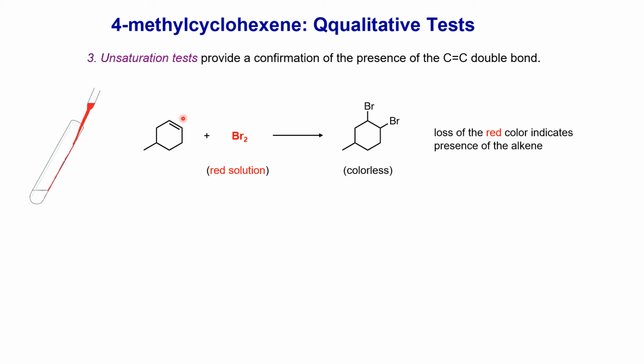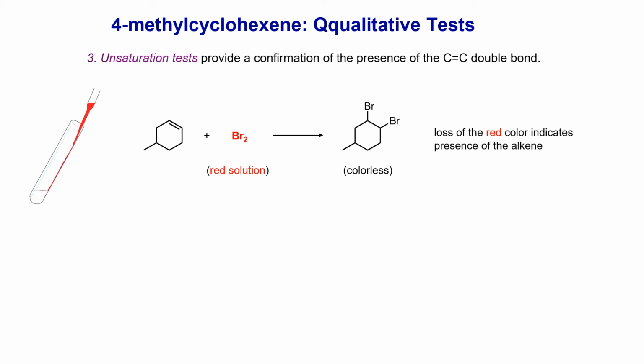So if you take 1 or 2 ml of 4-methylcyclohexene, put it into a test tube and add in a few drops of bromine red solution, it will react to form a colorless solution, right? So this whole thing will become colorless, right? Because bromine solution is red, and the loss of red color indicates the presence of alkene in an organic compound. So in this case, it will be 4-methylcyclohexene, right? There's a carbon-carbon double bond, okay?